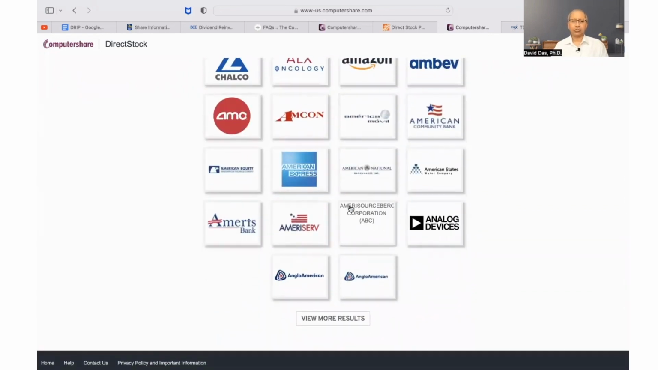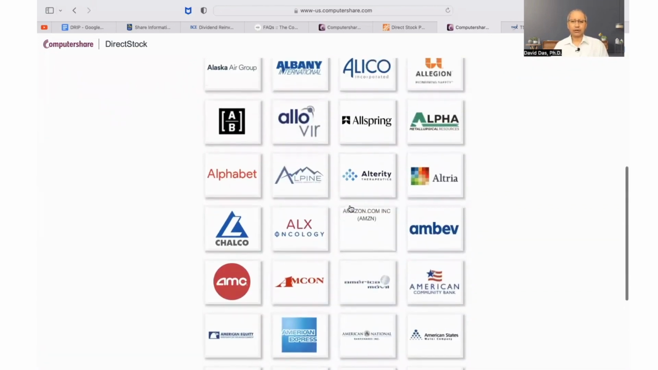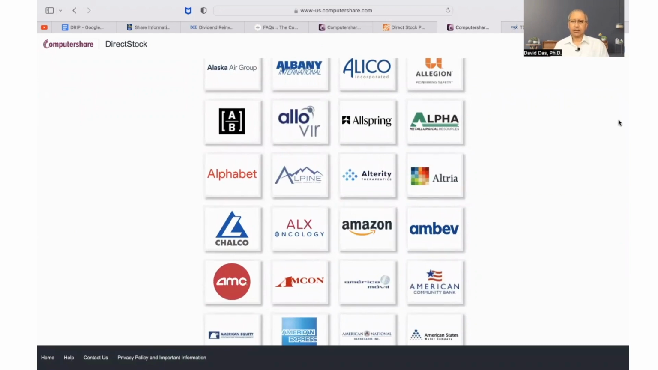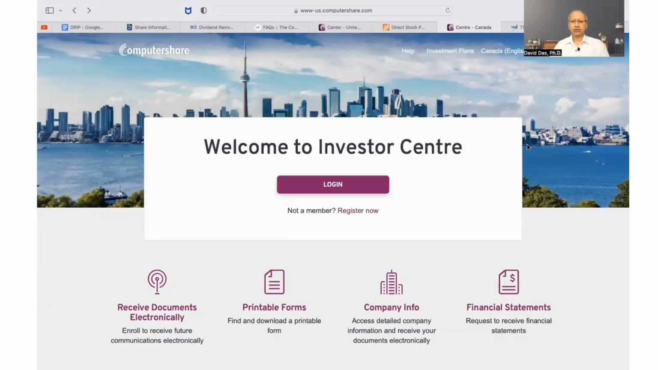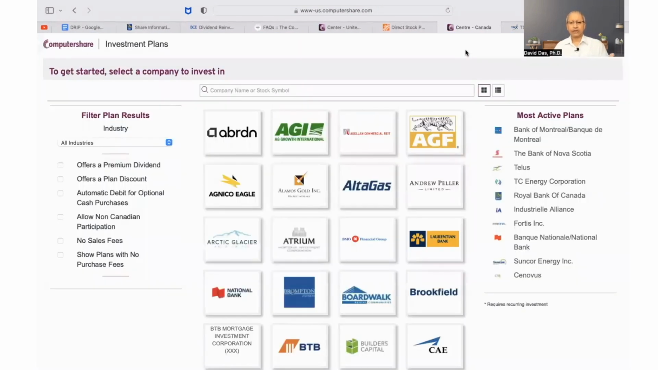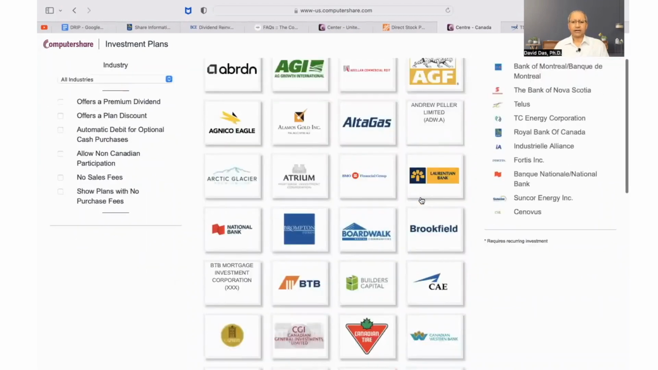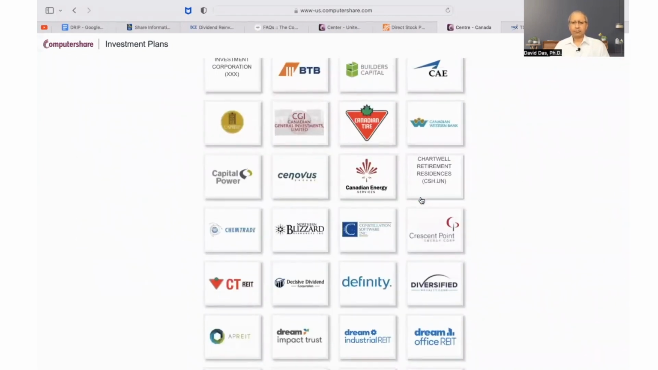You have to do your own research and decide which company you want to invest in. You can change this to Canada. Once you change it to Canada, you go to investment plans. It will give a list of all the Canadian companies that offer DRIP. Again, pick your company, do your research, and decide where you want to do the investment.